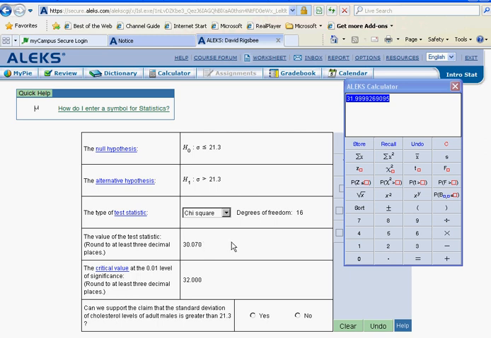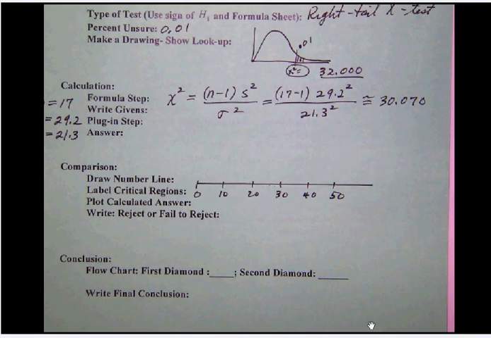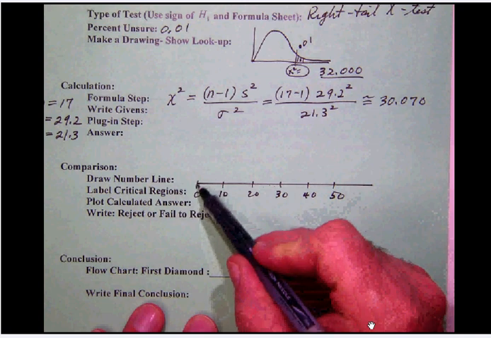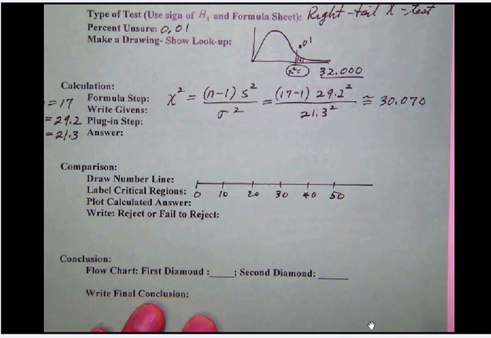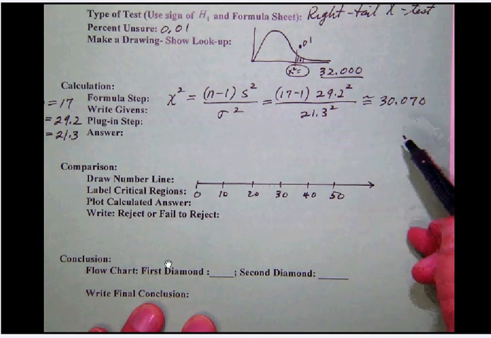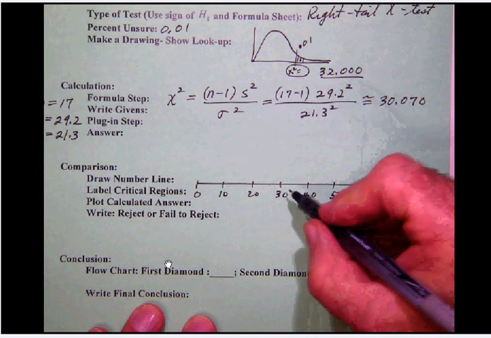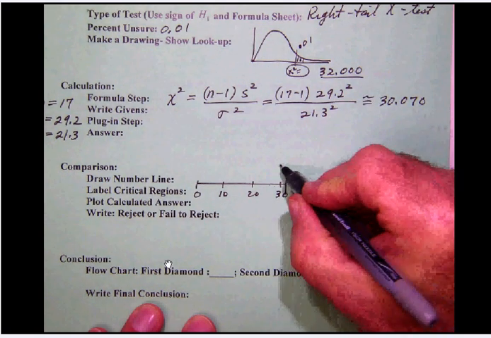Okay, and so what we need to do now is to go back to our notes and finish the test. Moving on to the most important part of any hypothesis test, the comparison section, where the decision is actually made. First thing we do is draw the number line, and in chi-square you don't have any negative values, so the chi-square number line must start at 0 and go to the right. Notice here that we have a critical value of 32, so here at 32.000 we have the onset of the critical region.